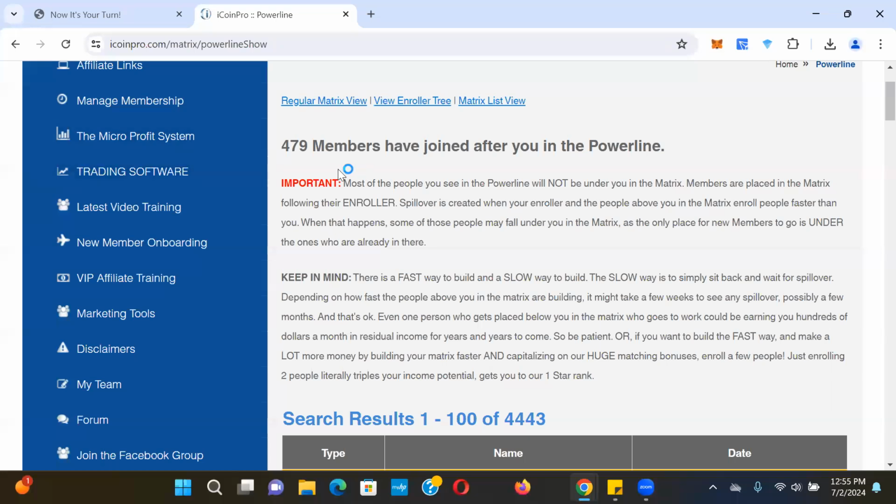By the way, here's the power line since we've gotten in. Almost 480 members have joined. These are paid members, and the power line has almost 4,500 people in it. Okay, so again, by the time we get to the cutoff date tomorrow, which is midnight Eastern tomorrow, this might be 4,700, 4,800. Who knows? Maybe close to 5,000 people in the power line. This thing continues to grow week to week.